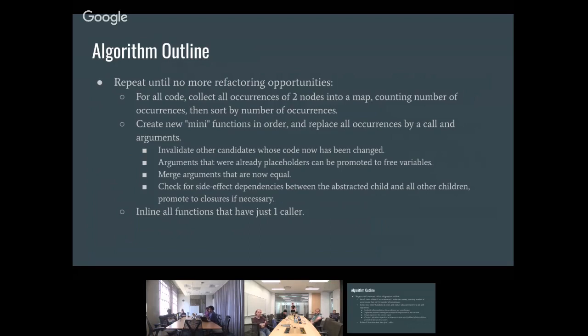So, algorithm outline, I already told you guys most of this. Repeatedly, it's going to find all possible combinations of 2 nodes, count the occurrences of them, sort them by number of occurrences, then create small functions for each of those, assuming they haven't been invalidated by an earlier occurrence, and do some other optimizations. For example, existing placeholders can be promoted to free variables. Arguments that are equal can now be reduced, so you can reduce the number of arguments of functions. And of course, like I said before, it's going to check the side effect rule to see if we can avoid creating closures. And then at the end, it's going to do a pass of just inlining everything that just has one caller. So it does this repeatedly.